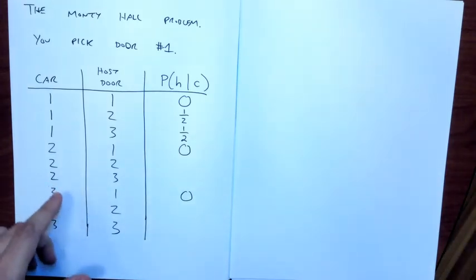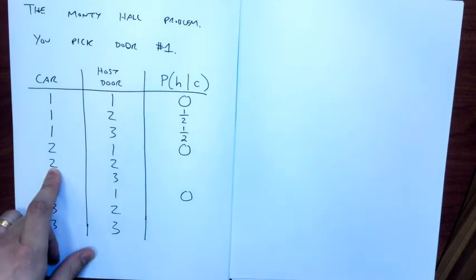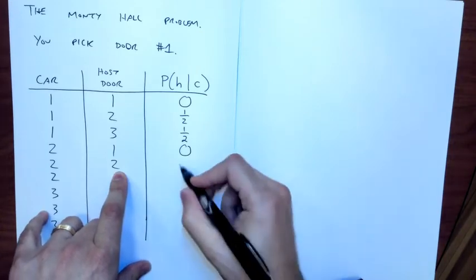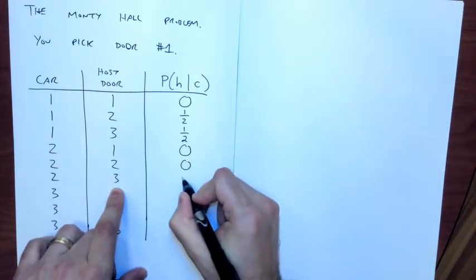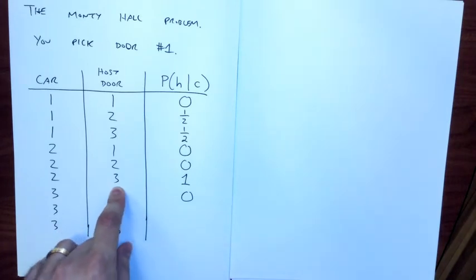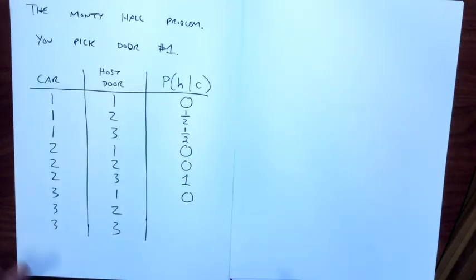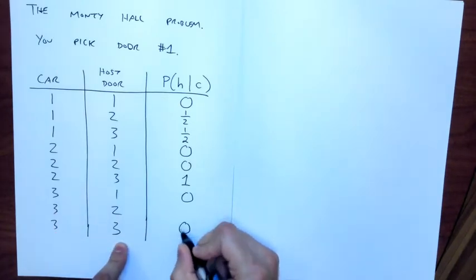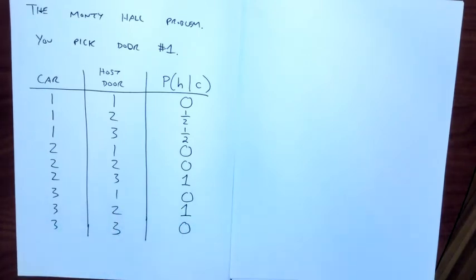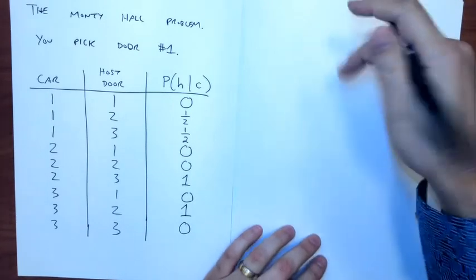Now, if the car is behind door number 2 and I pick door number 1, then the host can't open door number 2 because it's got the car behind it. So the only thing the host can do in that case is open door number 3, the remaining door that he knows has the goat. And the same way, if the car is behind door number 3, the host is not going to open door number 3. He's only going to open door number 2, which is the one that contains the leftover goat.